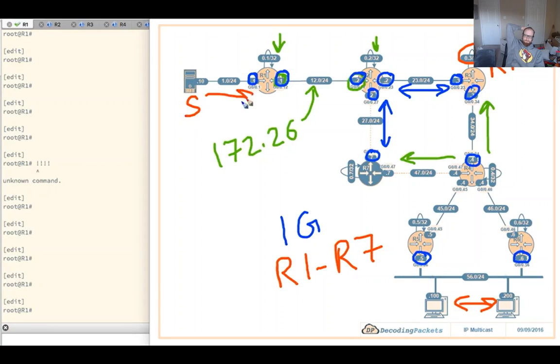So the source literally just sends unicast packets and waits for the replies. And the receivers just have one IGMP basically. They don't take part in PIM. That's really all there is about this topology. If there's anything else, I'll probably touch on it as the demo goes on.